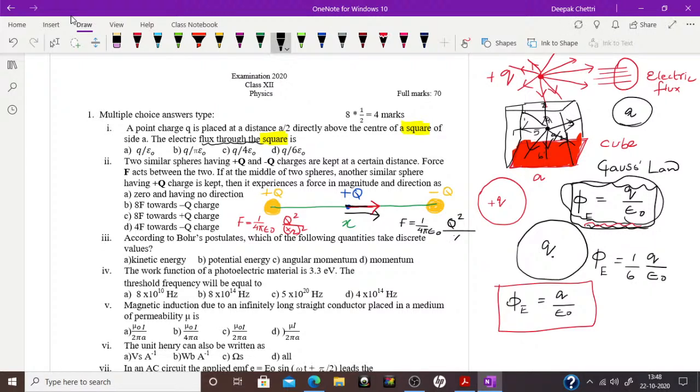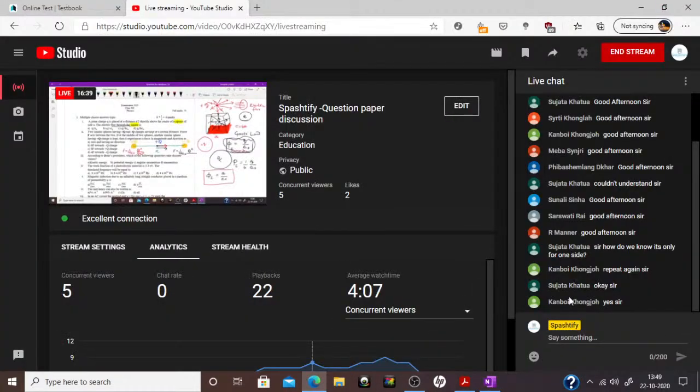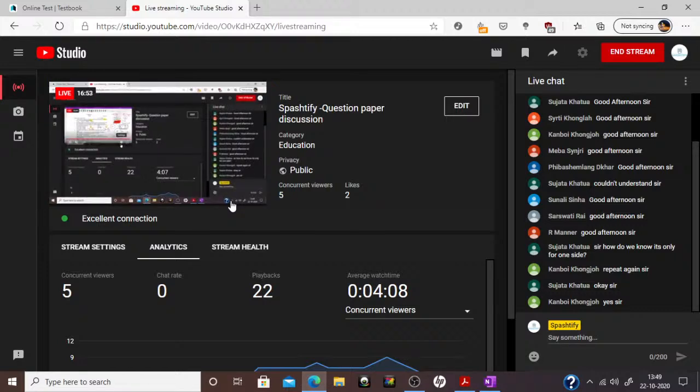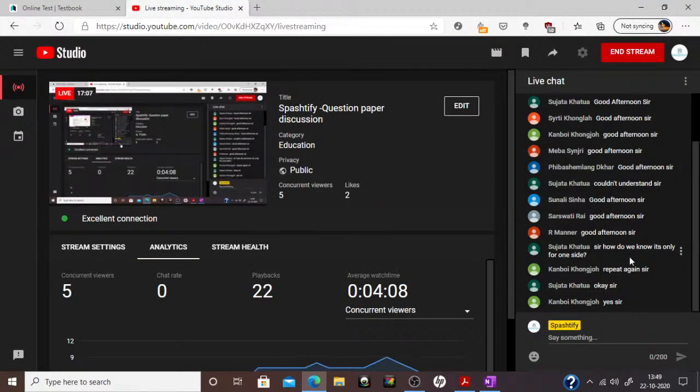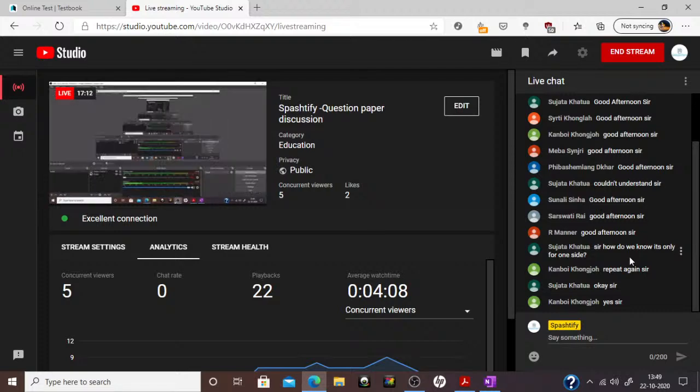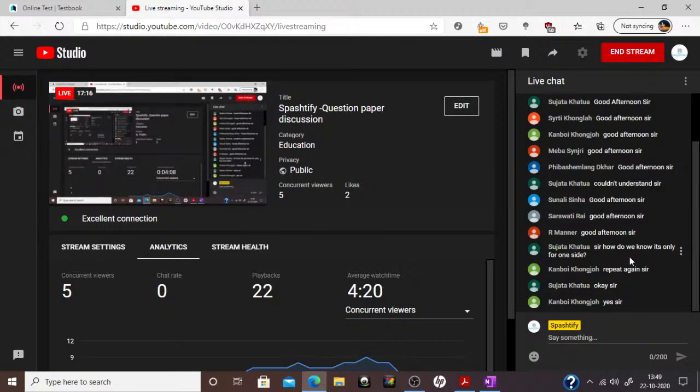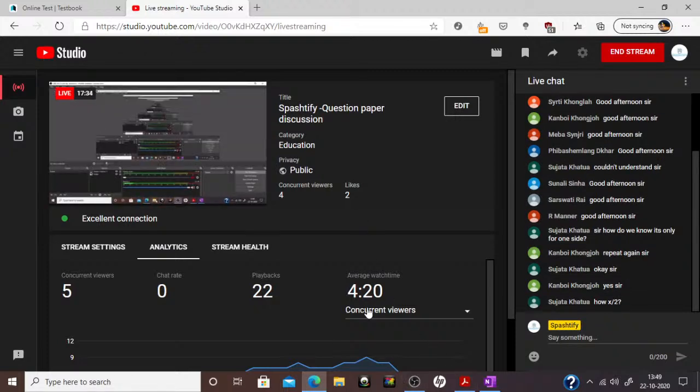Now what is the distance between them? Again it is x by 2 whole thing square. Did you understand until here? Until here, is it clear or is there any doubt? Yes, is it clear so far? X by 2, x by 2.